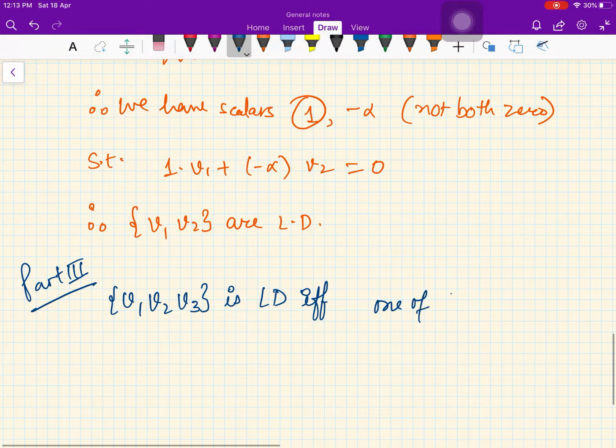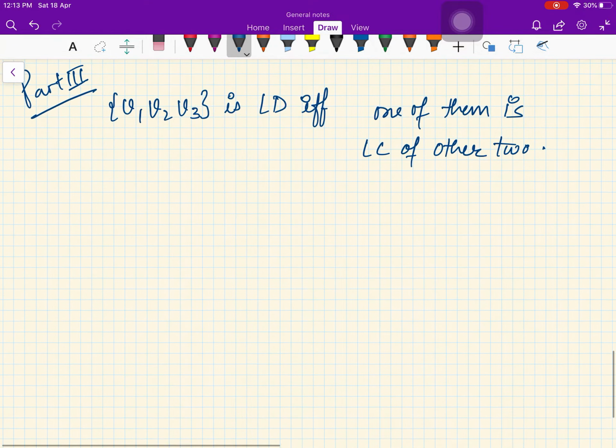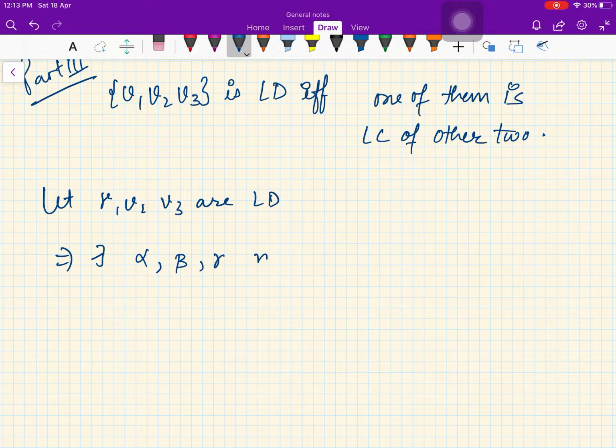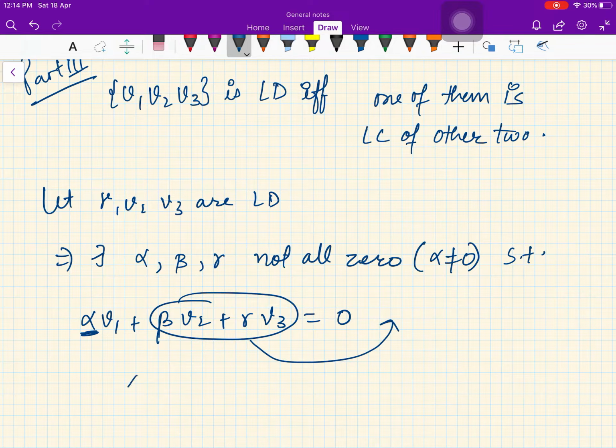v1, v2, v3 is linearly dependent if and only if one of them is a linear combination of the other two, right? Let us prove this. First, let us assume v1, v2, v3 are linearly dependent. It means that there exist scalars alpha, beta, gamma, not all 0. So I can assume any one as non-zero, such that alpha into v1 plus beta into v2 plus gamma into v3 is 0.